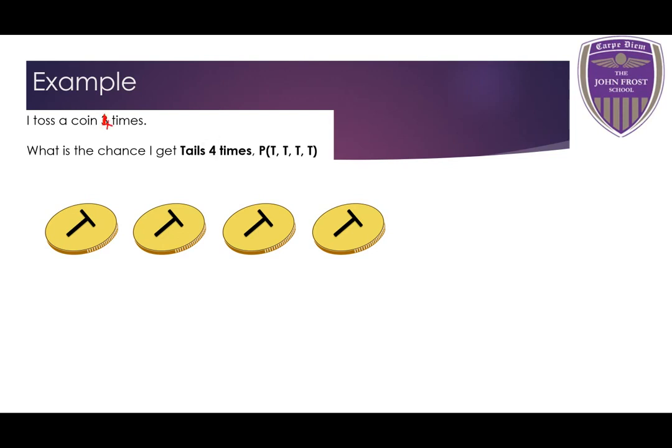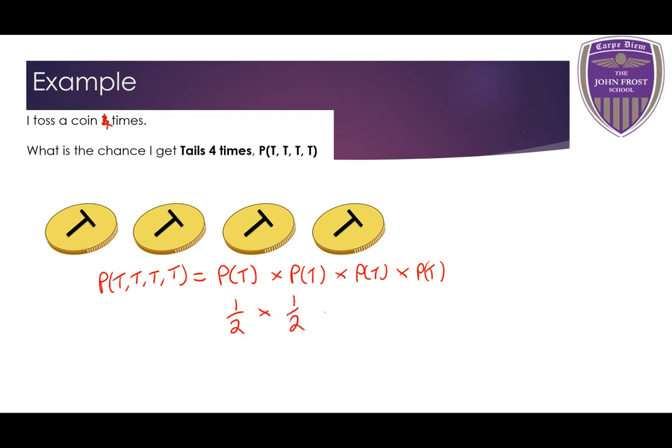I toss a fair coin 4 times. What is the chance I get tails 4 times? In other words, I throw a coin 4 times and I get tails. So we're trying to find the probability of tails. And as we've said all the way up till now, the probability of this is the probability of getting tails, times the probability of getting tails, times the probability of getting tails, times the probability of getting tails. What's the chance of getting tails on a coin? Well, there's only one tails on a coin of 2 sides, so it's a half. It's going to be the same for the next coin, same for the next coin, and same for the next coin. Multiply these all together.